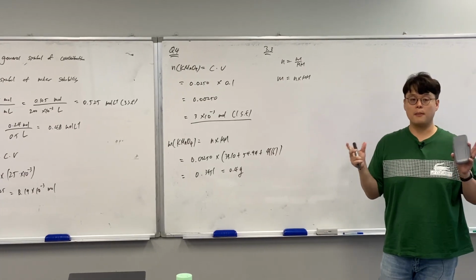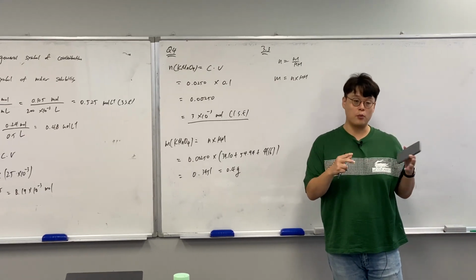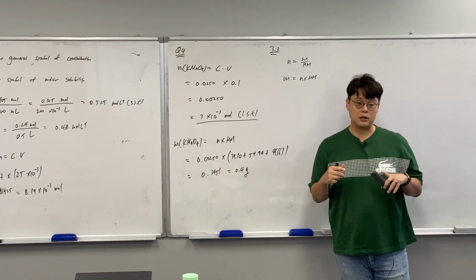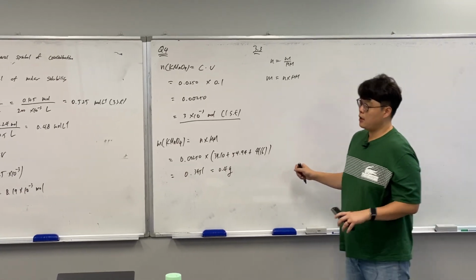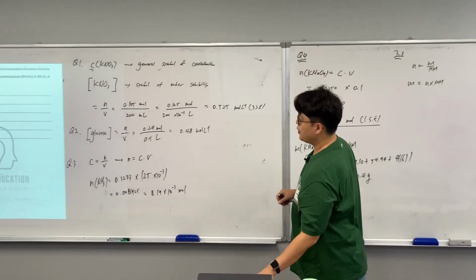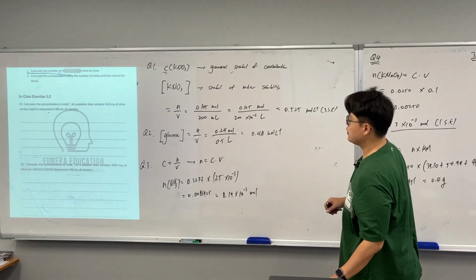So again, that's a combination of what we learned in chapter 2, the moles per liter, the moles and the grams relation to the concentration as well. We can do similar things for 3.3 on the next page, please. Now let's do this question.